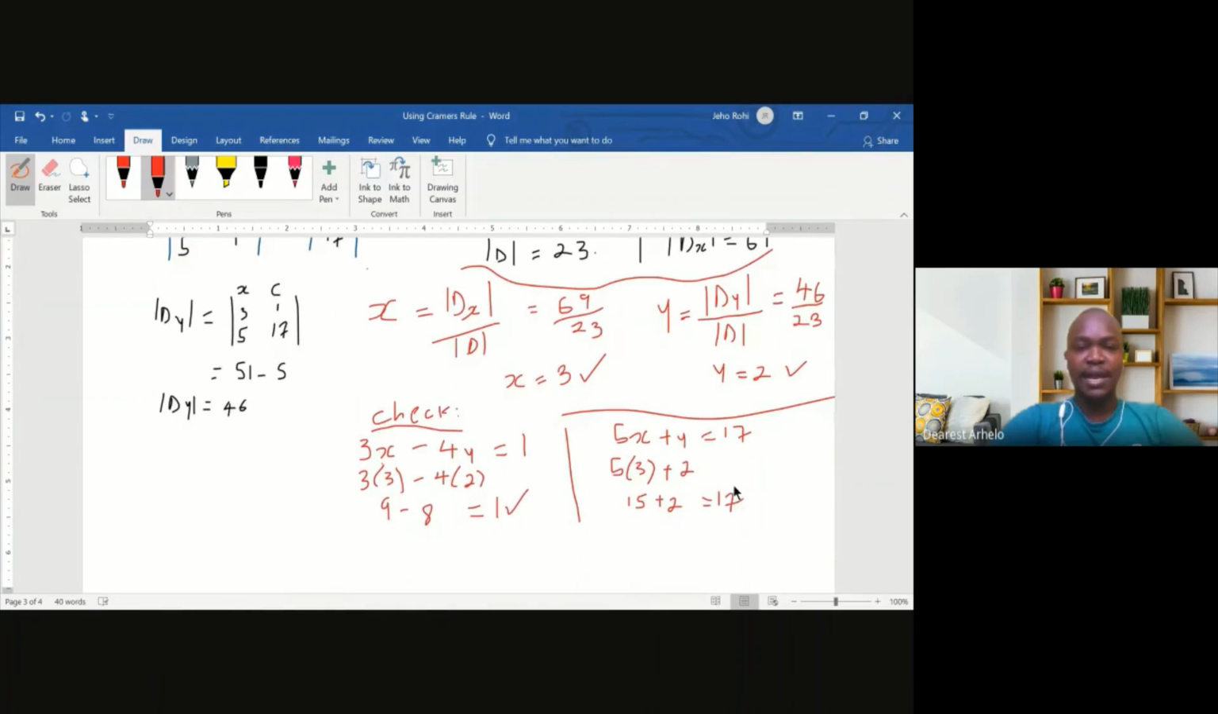If you don't mind, I can write it in this way: (x, y) is equal to (3, 2). So this is our final answer. So we can solve equations using Cramer's rule.